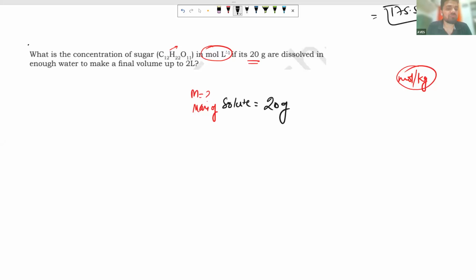Enough water is added to make the final solution up to 2 liters. So what is this 2 liter given? It is the volume of the solution. Okay, volume of solution. So do it, it is very easy.